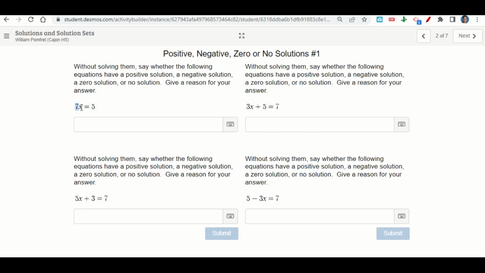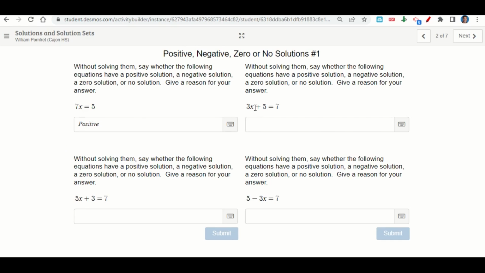So for this one, we have 7x equals 5. Well, we know in order to get our answer, we're going to divide both sides by 7, and we're left with x equals 5 over 7, which in this case is positive. So we'll go ahead and put positive. And we're just doing this mentally in our head.